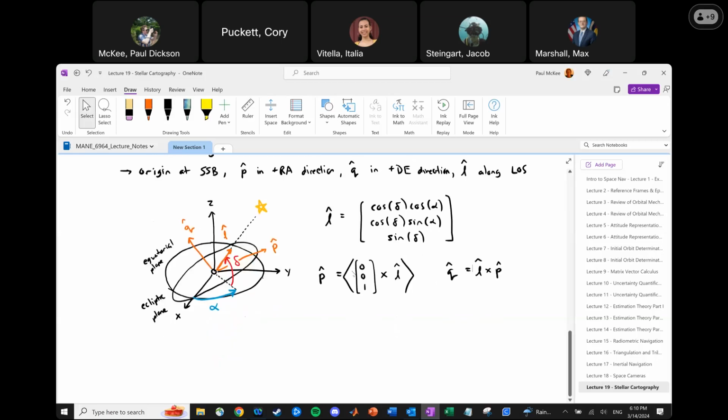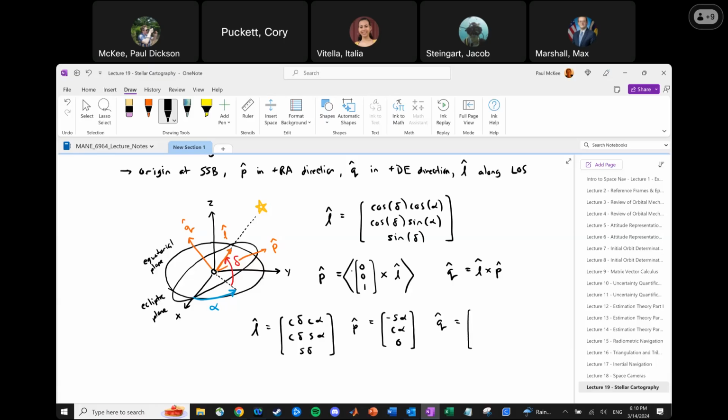If we choose to write this all out, here's kind of a more drawn out way. You could think of L as being the cosine of delta, the cosine of alpha, the cosine of delta, the sine of alpha, and the sine of delta. P, if you just go through and do the math, is negative sine alpha, cosine alpha, 0, which makes sense because P has nothing to do with declination. It's going to be in the XY frame. And then Q is going to be a little bit more complicated. Q is negative sine delta cosine alpha, negative sine delta sine alpha, and cosine of delta. There we are. So there's our local LPQ direction.